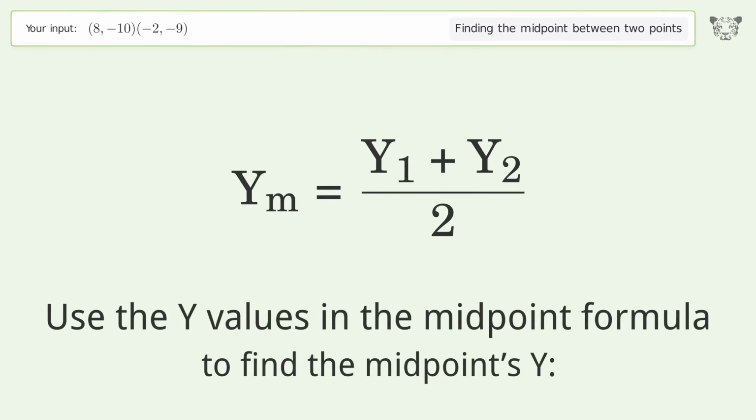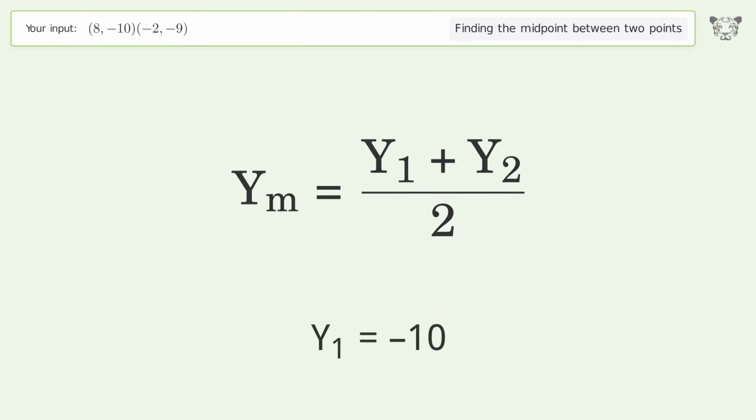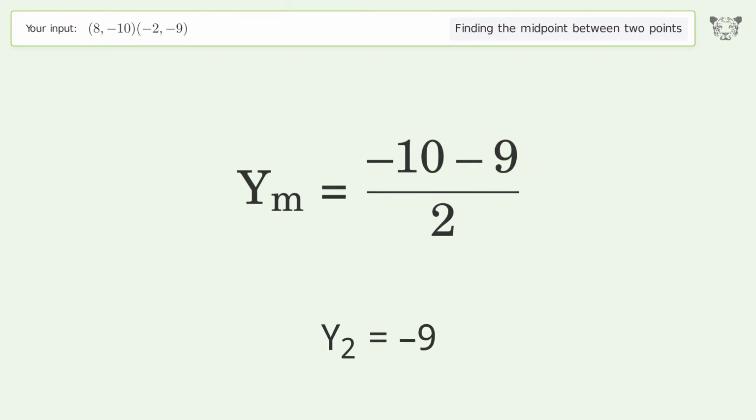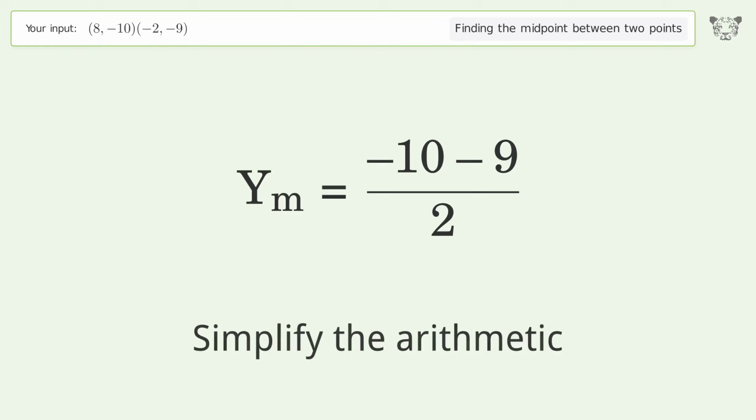Use the y values in the midpoint formula to find the midpoint's y. y1 equals -10. y2 equals -9. Simplify the arithmetic.